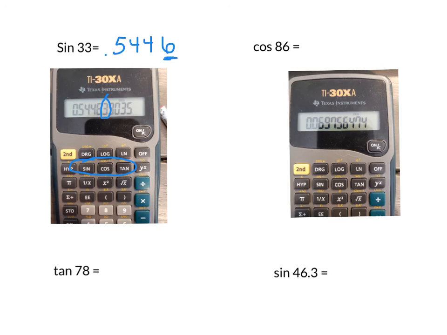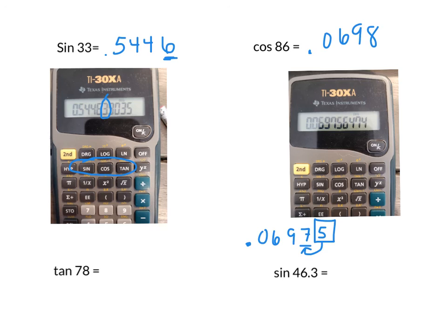Cosine of 86. Again, for this calculator, I'm typing in the 86, and then I press the cosine button, and I get 0.069756. So 0.06975. I want to round to this place here, and I have to look at the number right after it. The 5 is big enough to cause that to round up. So my answer is 0.0698. Okay, so it's just as simple as touching a button.